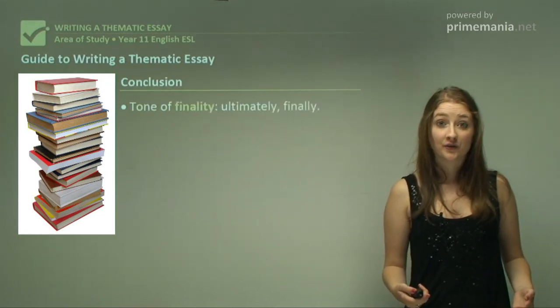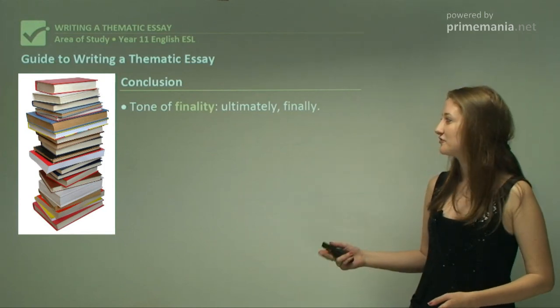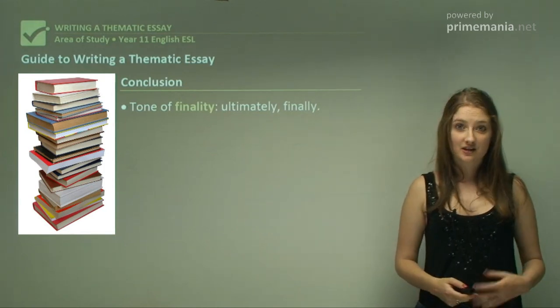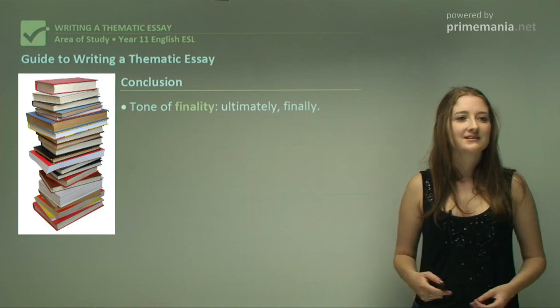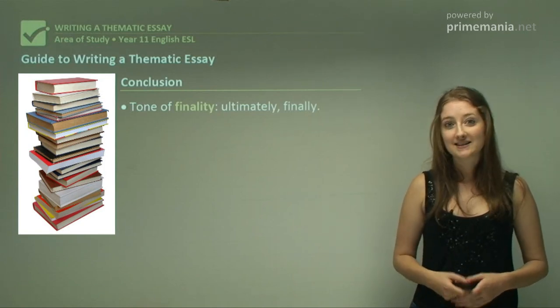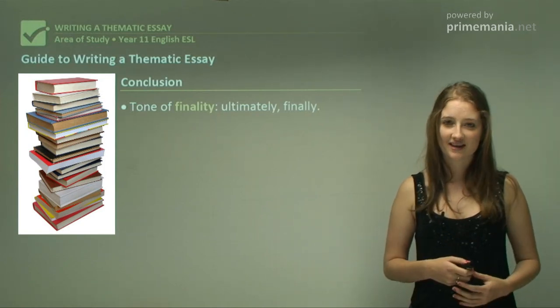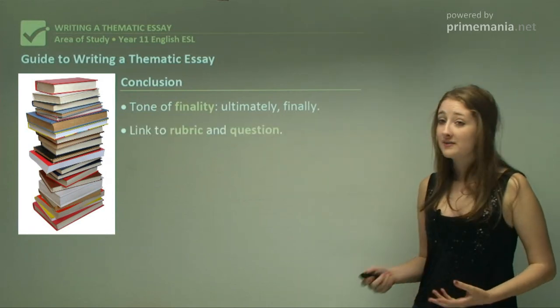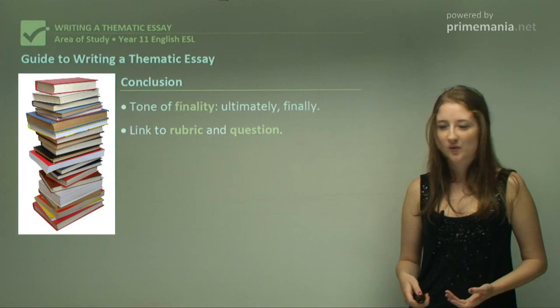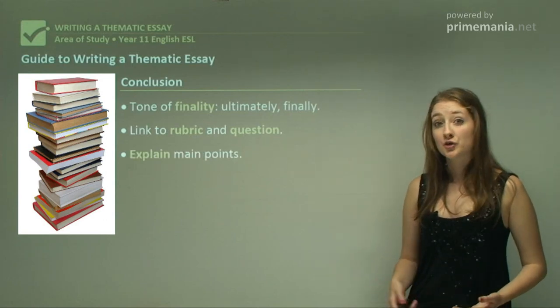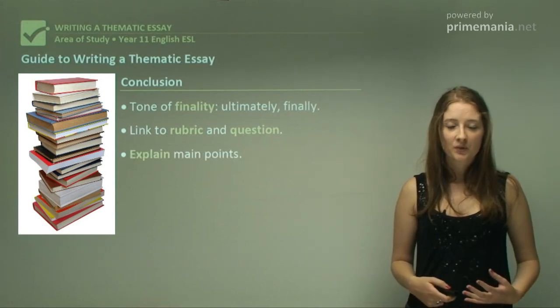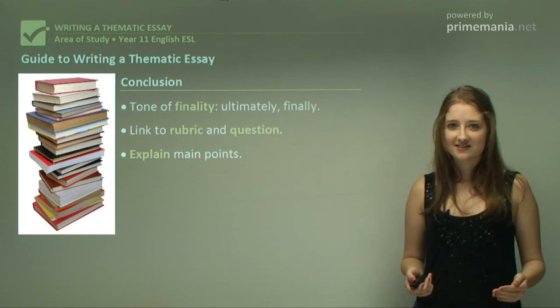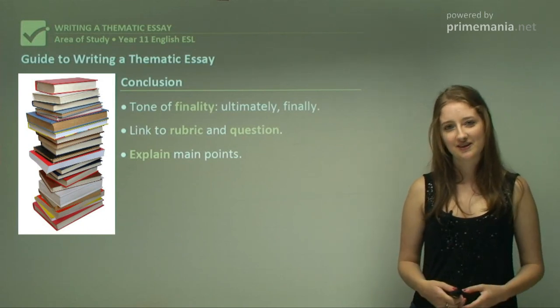Once we get to the conclusion, you'll see that there's a definite tone of finality. You can use words such as ultimately and finally to make sure that the marker knows that yes, you're really finishing off your essay now and that you're finally wrapping it up. You can therefore link back to the rubric and the question, and also make sure you explain your main points so that all of your ideas in your essay are clearly laid out towards the end.